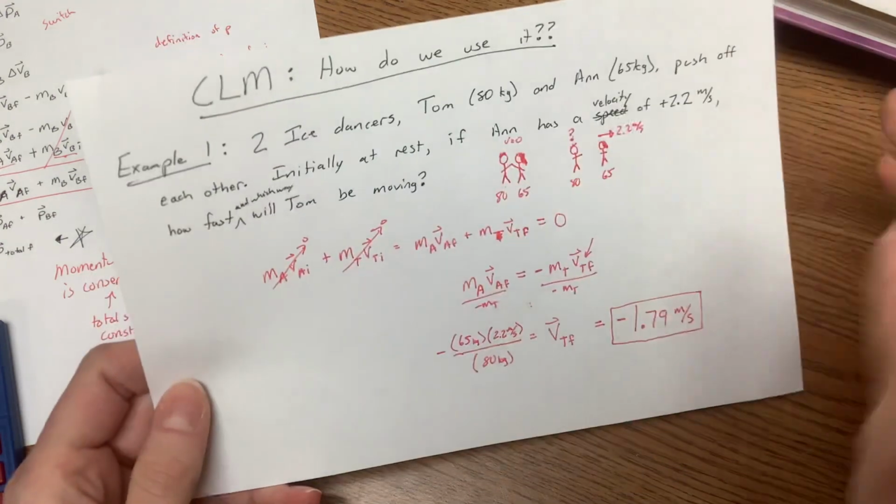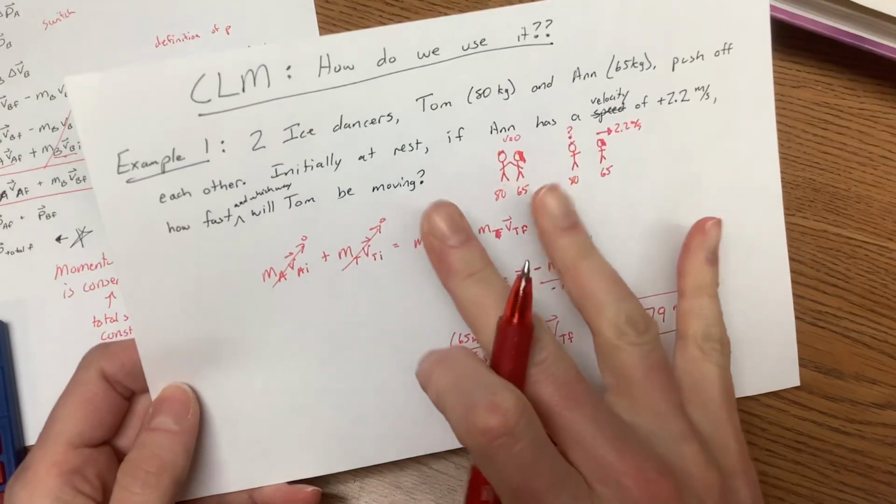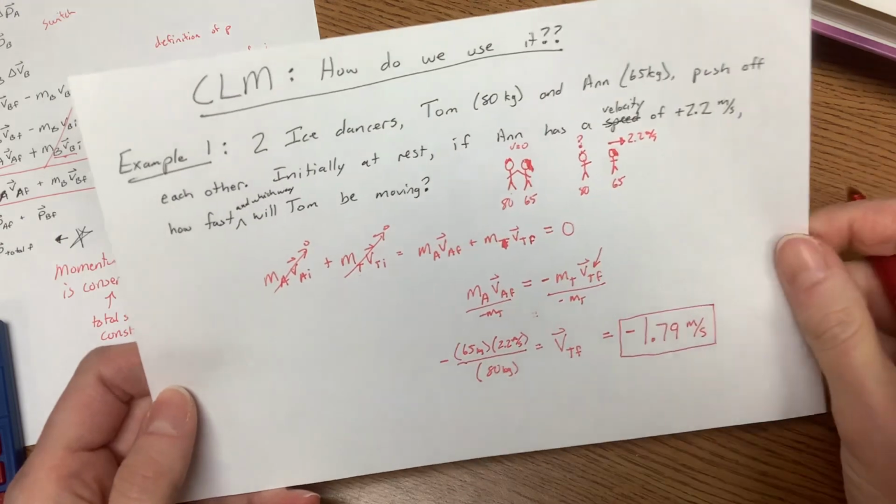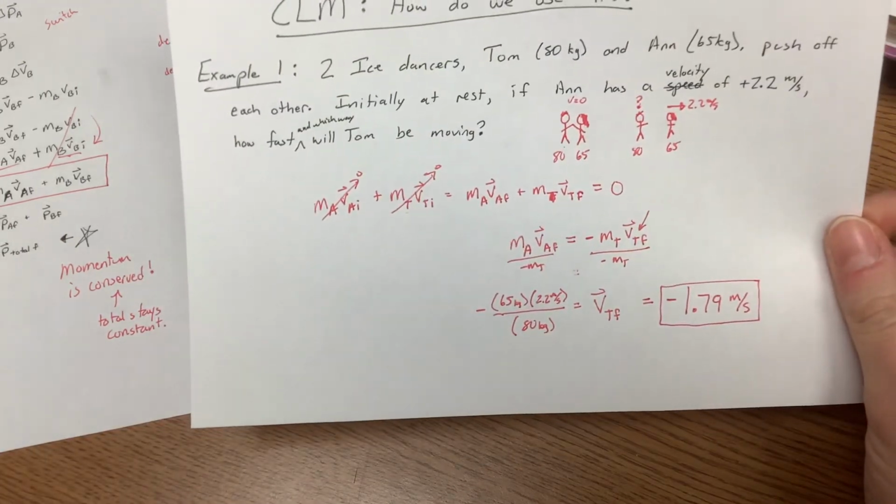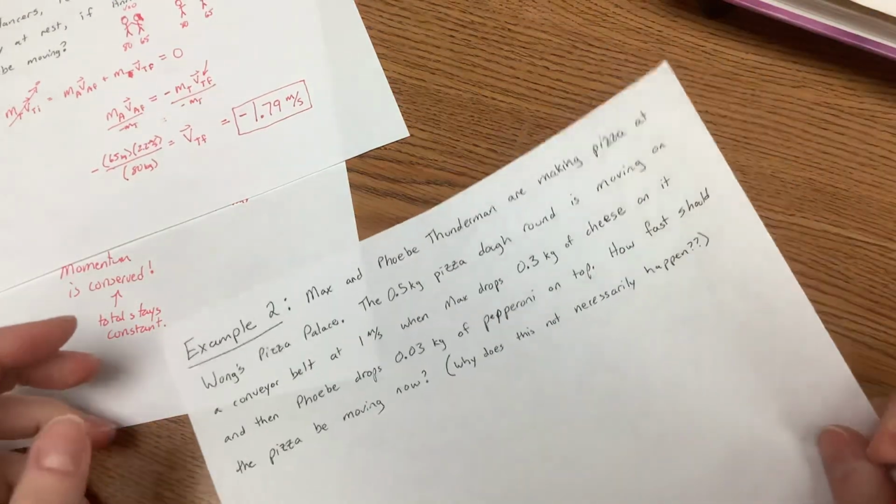Okay, so this is an example of where we have two objects that aren't moving and then one of them is. That's one of the easier situations where you start off with something that's not moving. Let's look at one example that is a little bit harder.